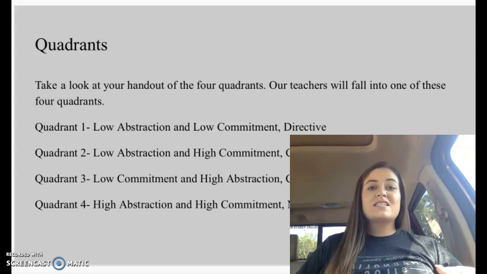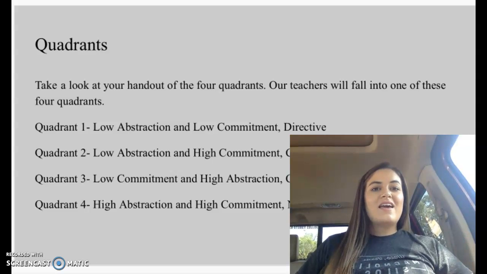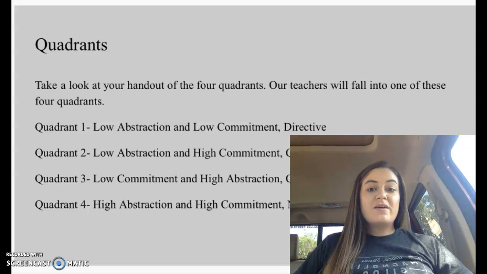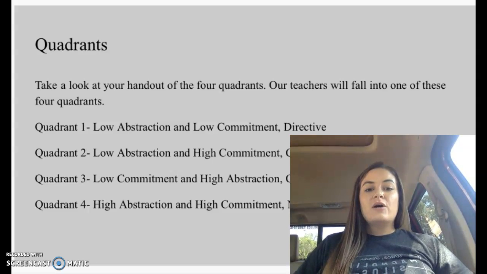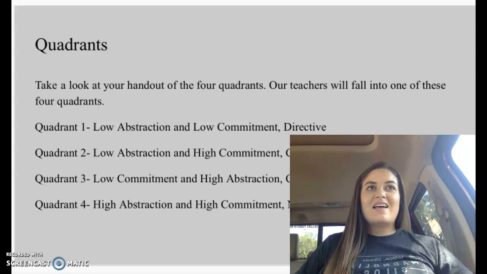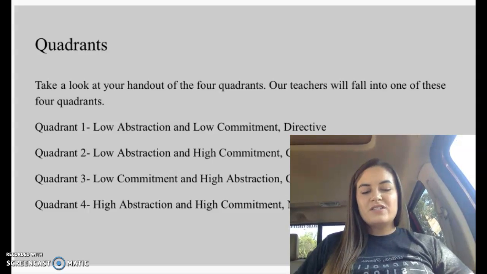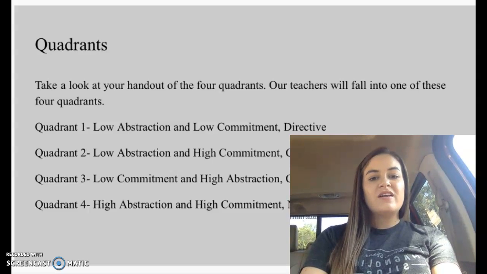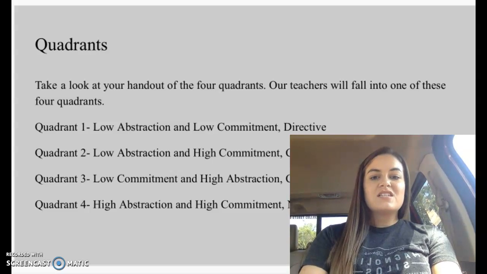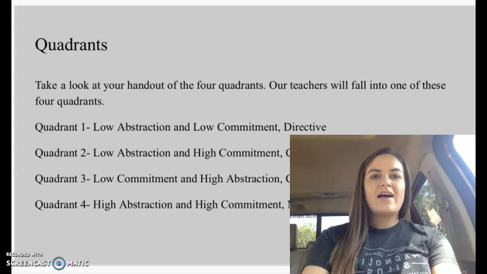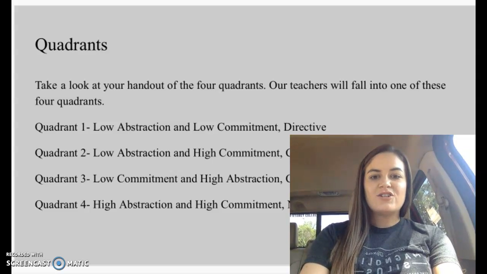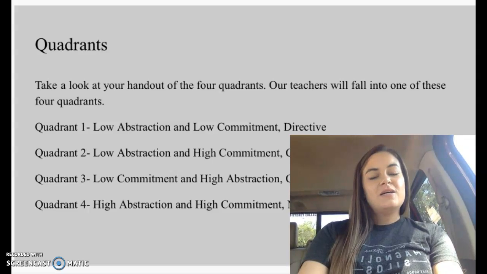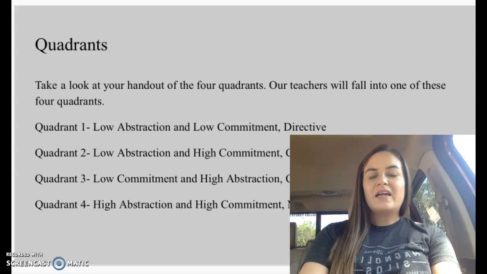And it's not sticky. If they're quadrant 1 and they gain experience and then they move into maybe another quadrant, that's okay. Or maybe they start with quadrant 4 and they lose sight of where they're going and they have to fall into another quadrant. So quadrant 1, this is your low abstraction and low commitment. So this is a teacher who doesn't really have a good grasp of what's going on in their classroom.